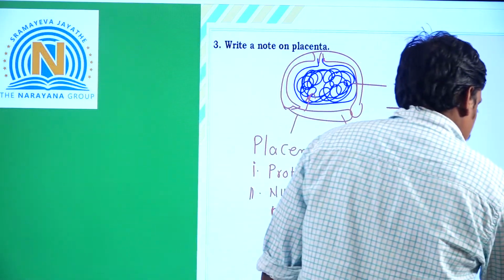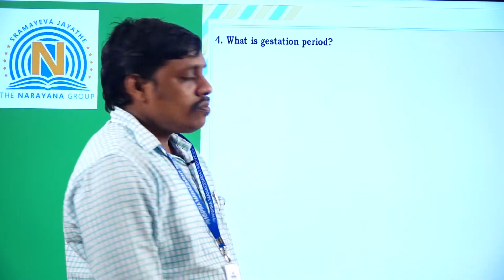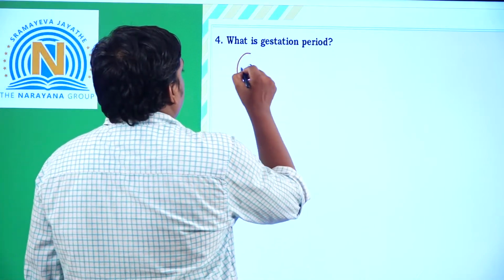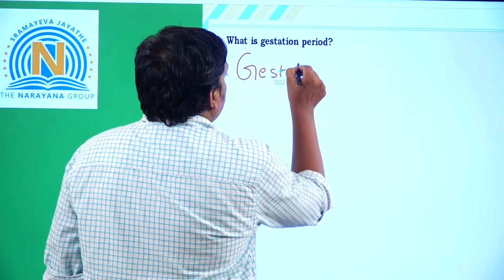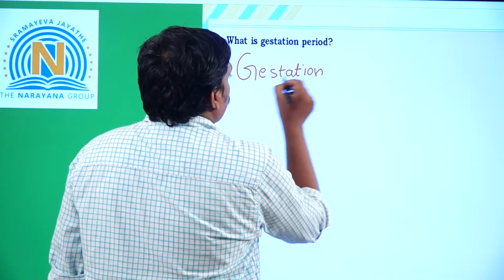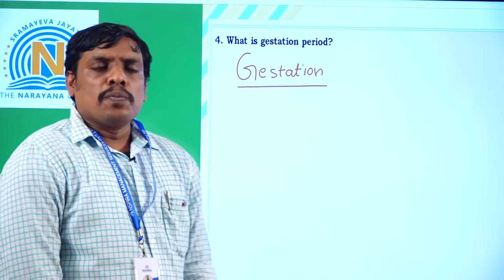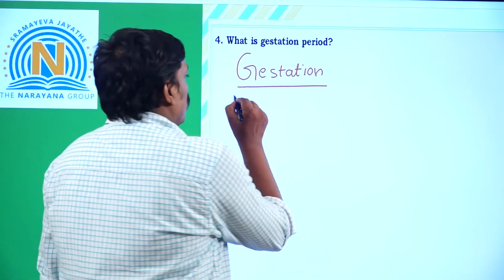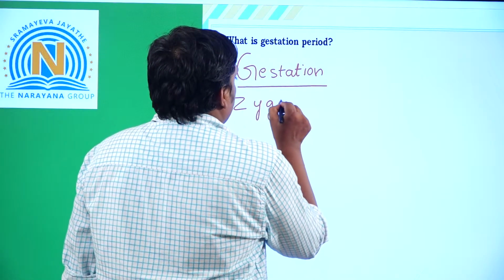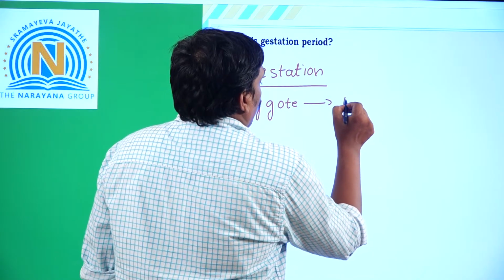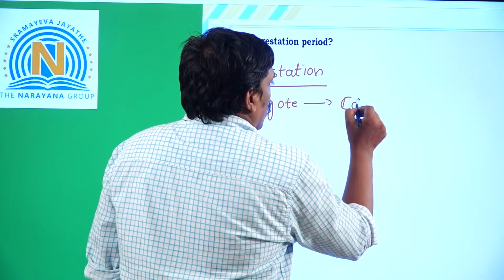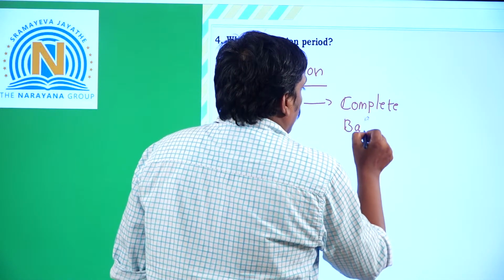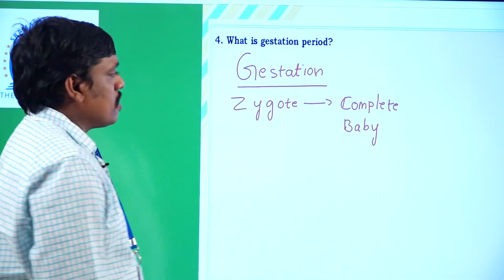Going for the fourth question. What is a gestation period? How can you define the gestation period? What is the gestation period in human beings? The proper development of the baby inside the mother's womb, right from the zygote stage to the complete baby, is generally considered the gestation period.